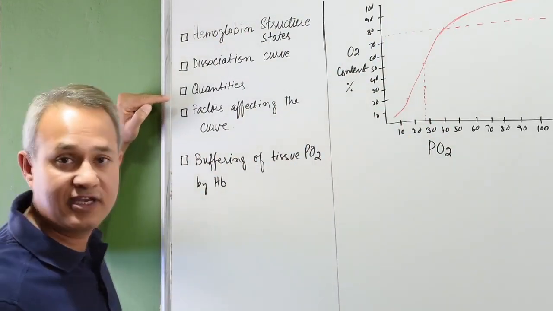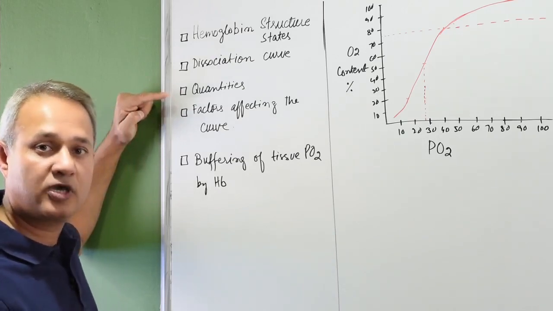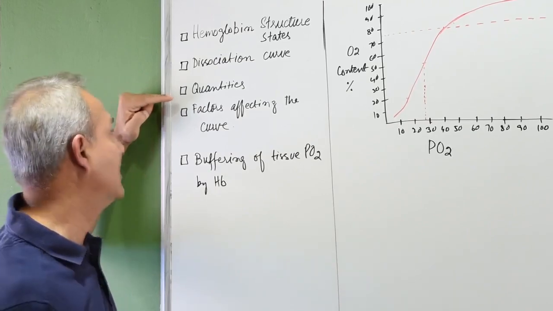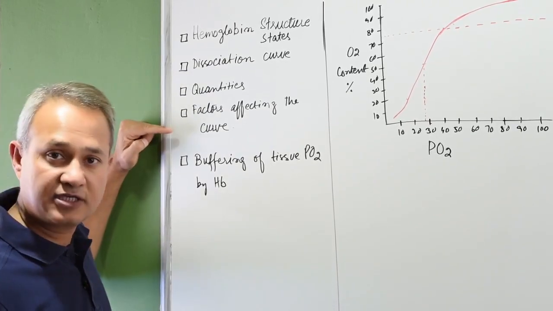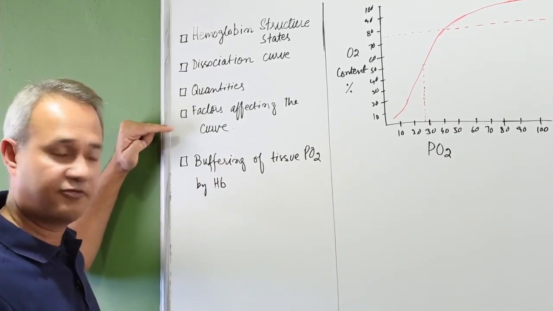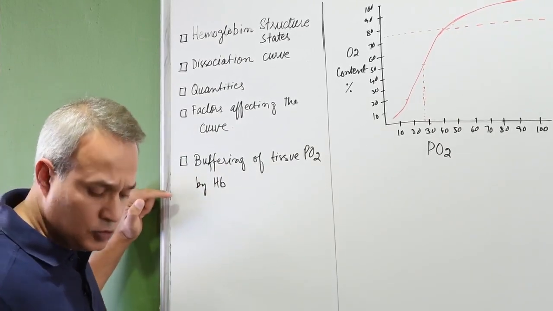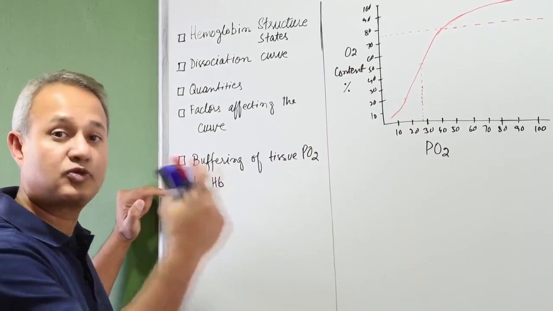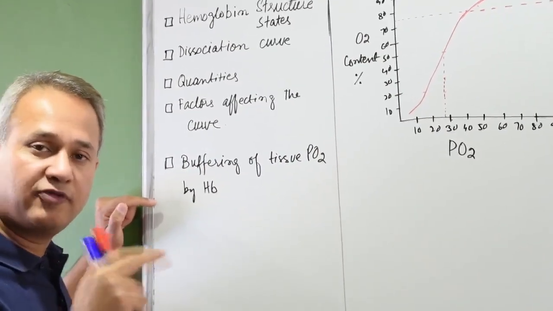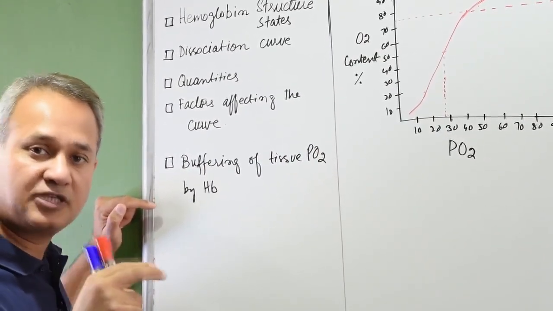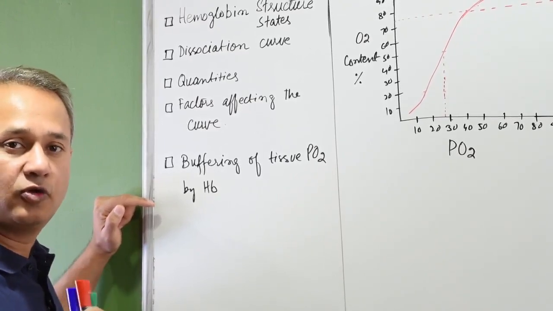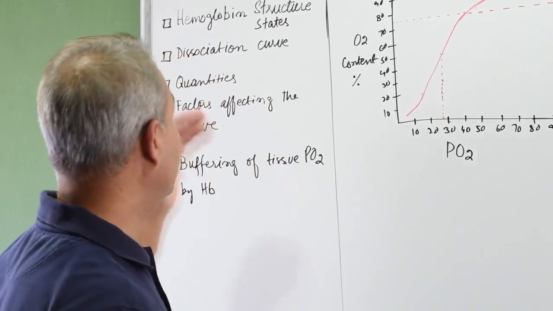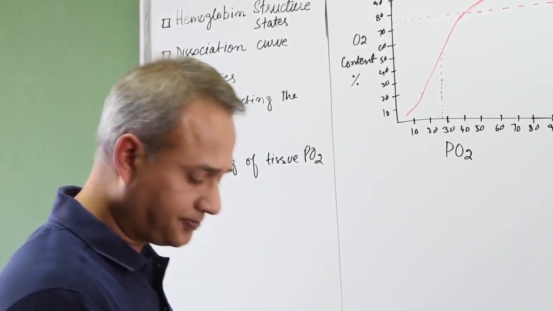Then we'll talk about various quantities of blood and what kind of oxygen that carries and what is the role of hemoglobin in that. Then various factors that would affect the dissociation curve, and finally the role of the hemoglobin and this dissociation curve, or this property of the hemoglobin, to buffer oxygen tension in the peripheral tissues or to maintain the PO2 of 40 in the tissues. So let's start. The first thing, hemoglobin structure.